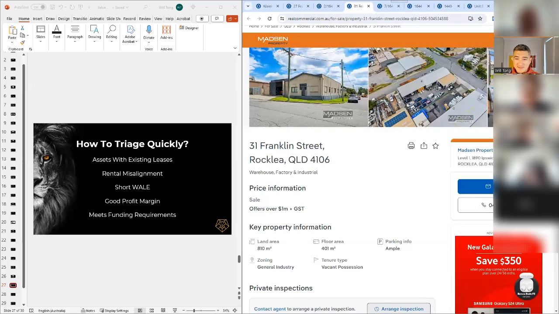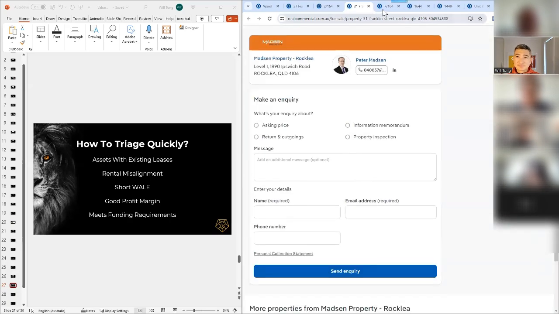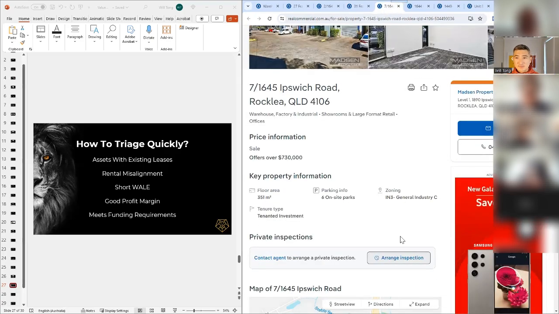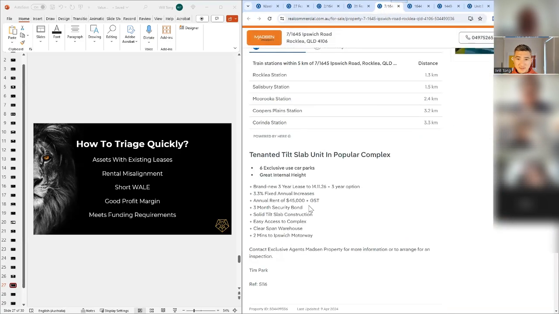Yeah, maybe I'll contact the agent. Leave an inquiry. Go for the same thing. Oh, here we go. Brand new 3-year lease to 2026. So that's 2.5 years remaining. Maybe I'll look at it.